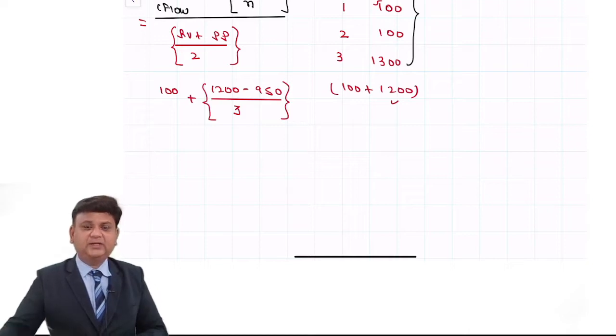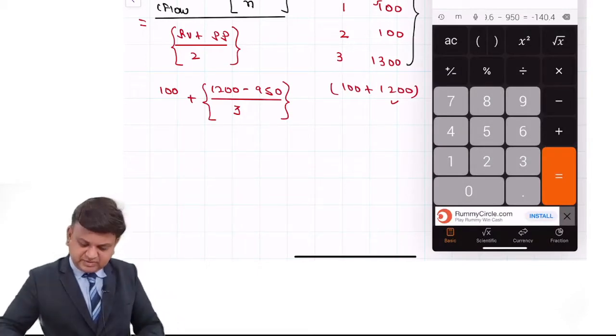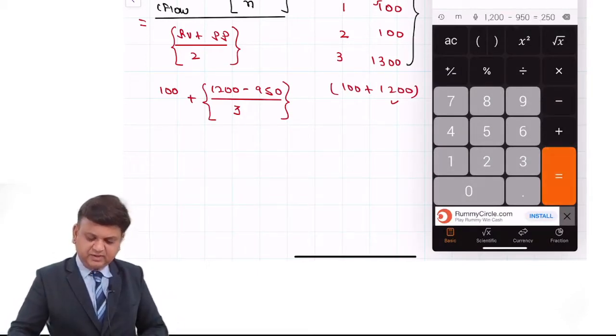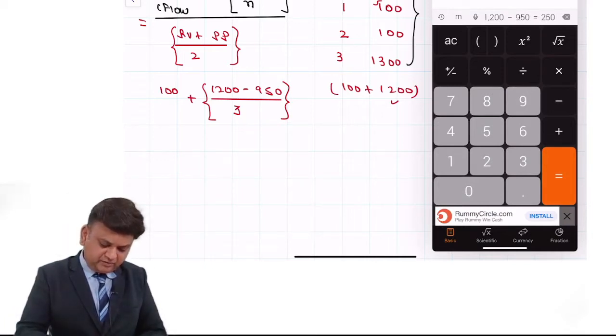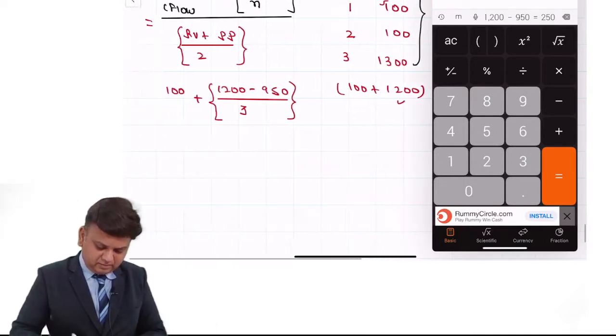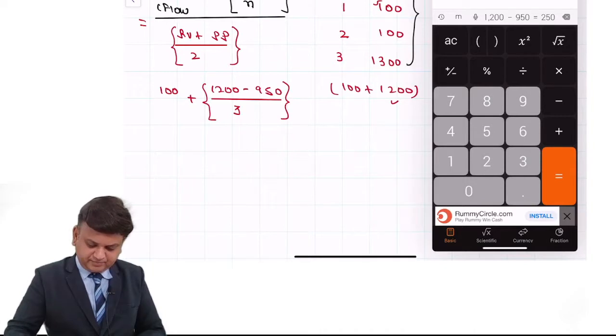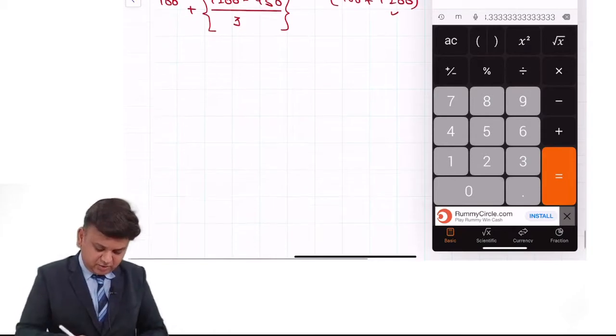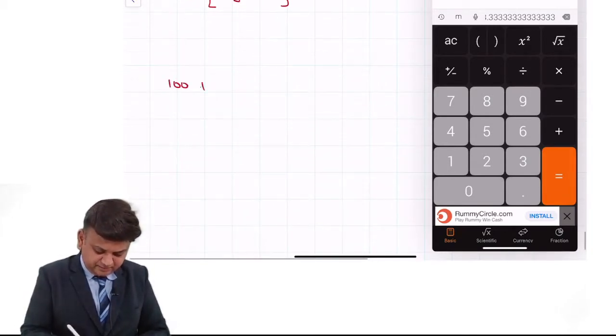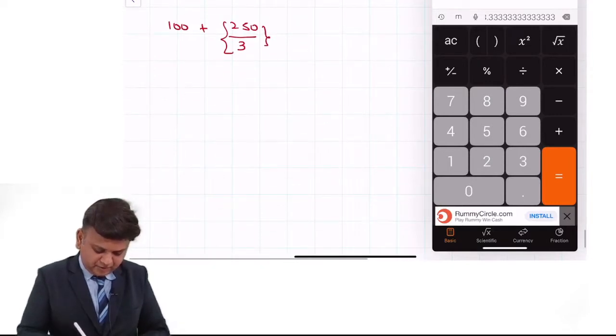So what happens that you get, we understand, the capital appreciation. So basically it is 1200 minus 950. A kind of capital appreciation of 250. Over here, what we will do, we will convert this into annualized term. So it is 250 divided by 3. That comes to like 83.33. So what will happen? It is 100 plus 250 divided by 3.